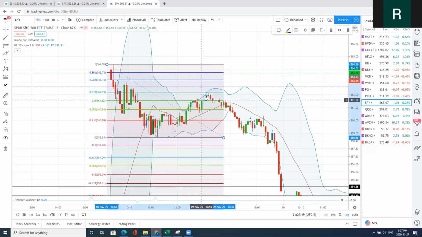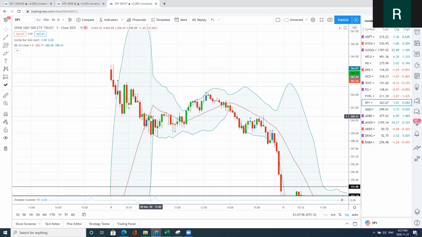And look at these wicks at the 618. Look at these reversal signs. So it's also very, very good to read the price action at these reversals. Take your time, draw the fibs, and look at your price action at these reversals. Okay.